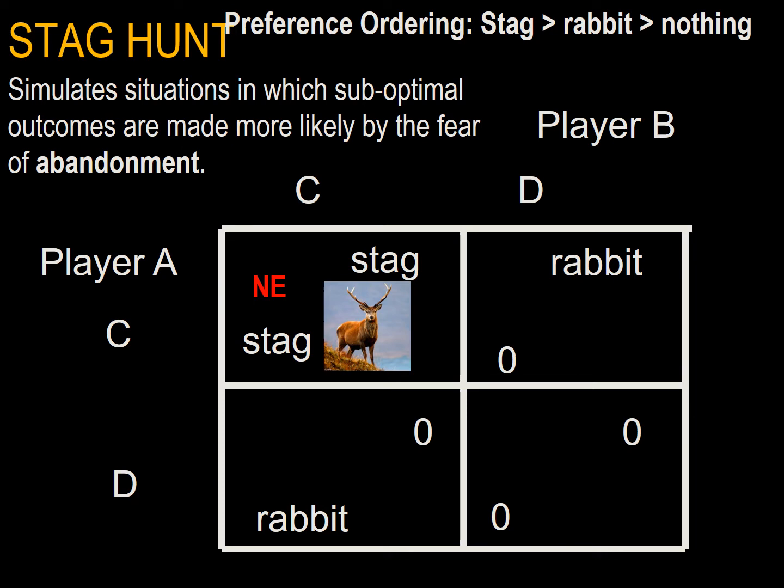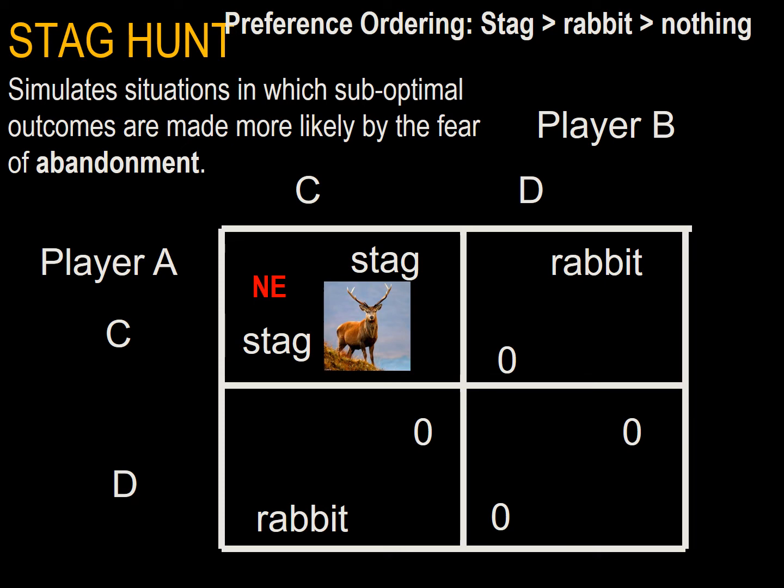Now, let's try to find out what the Nash equilibrium is here. So for player B, there are two choices. There's C for cooperation and D for defect. So we always want to compare the payoffs across the other player's strategies. For player A, we have the cooperation row. So player B is going to compare the payoff of a stag versus a rabbit. Which is better? Obviously the stag is better.